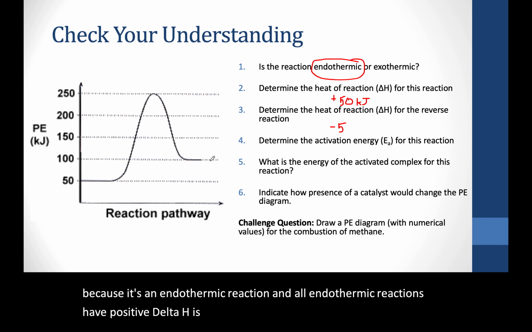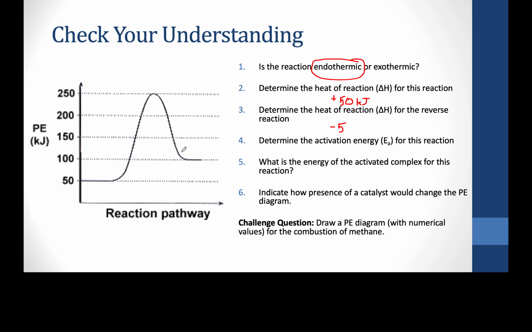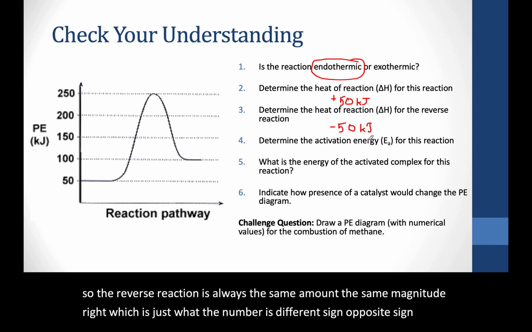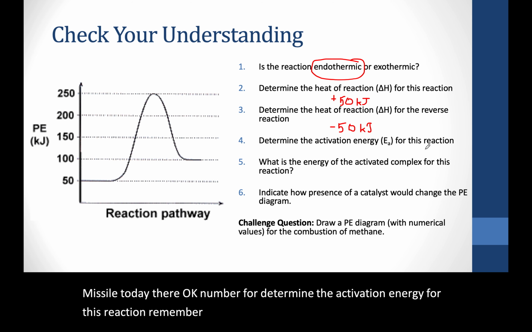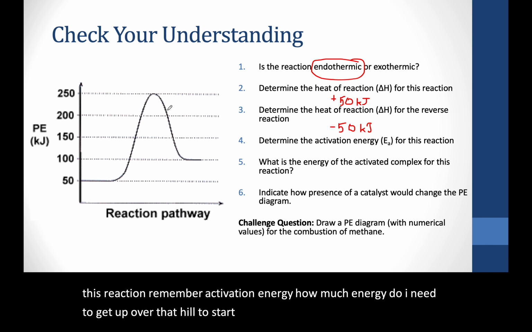So remember, the reverse reaction would be starting here, going this way, and going down to there. The reverse reaction is exothermic because we're ending up lower if we're going backwards. So the reverse reaction is always the same magnitude, which is just what the number is, with the opposite sign. Oh, nice little J there. Number 4, determine the activation energy for this reaction. Remember, activation energy: how much energy do I need to get up over that hill to start this reaction or to see this reaction through?